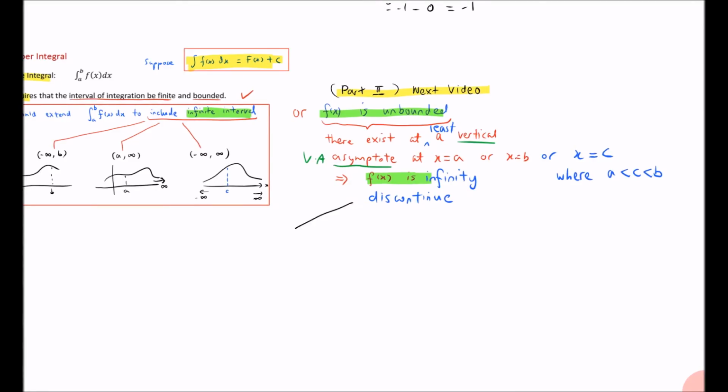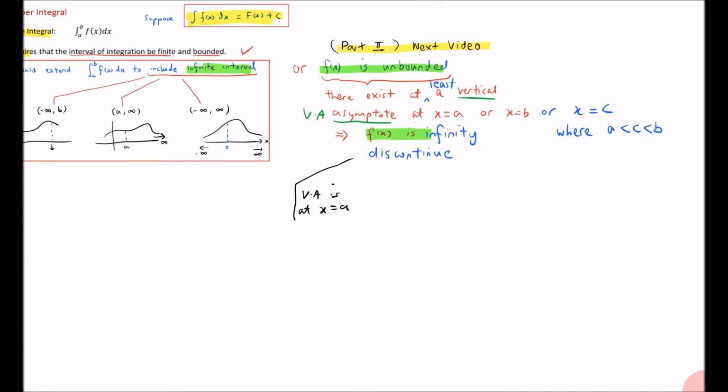First, I will say that the VA is at x equals a. So first consideration. Let's say the graph of f(x) has a vertical asymptote at x equals a. So how does the graph look like? Just a guide, the graph may look like that. So x equals a, it could be like that, right? And this is your b.